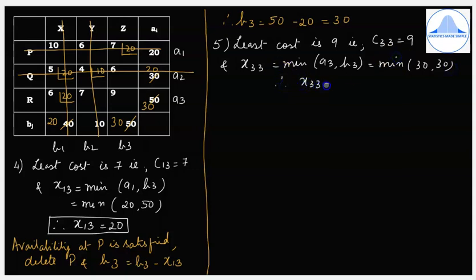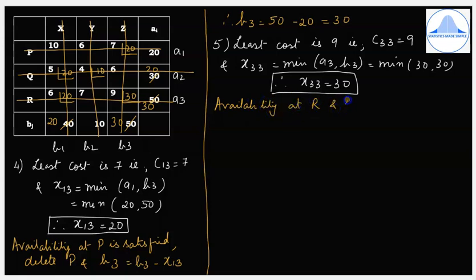So therefore X33 is equal to 30. Then write the allocation in the cell. So you see that this 30 matches with the availability at R, and it also matches with the requirement at Z. So you have to delete row R and column Z. And the problem ends because there is no other cost which is remaining. Okay, so we will write here availability at R and requirement at Z are satisfied. So delete R and Z.